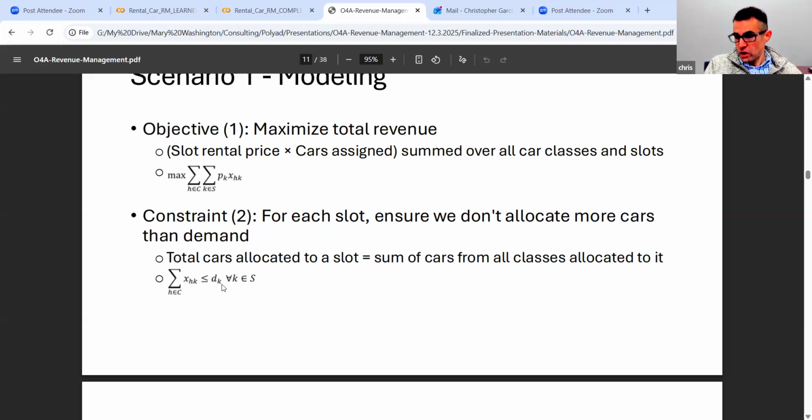Okay, and the total cars that are allocated to that, well, we just have to determine that. For demand slot K, we just have to sum over all car classes H in the set of car classes. So summing over all car classes H, XHK has to be less than or equal to the demand here. And this allows us to just make sure that we don't allocate more cars than demand.